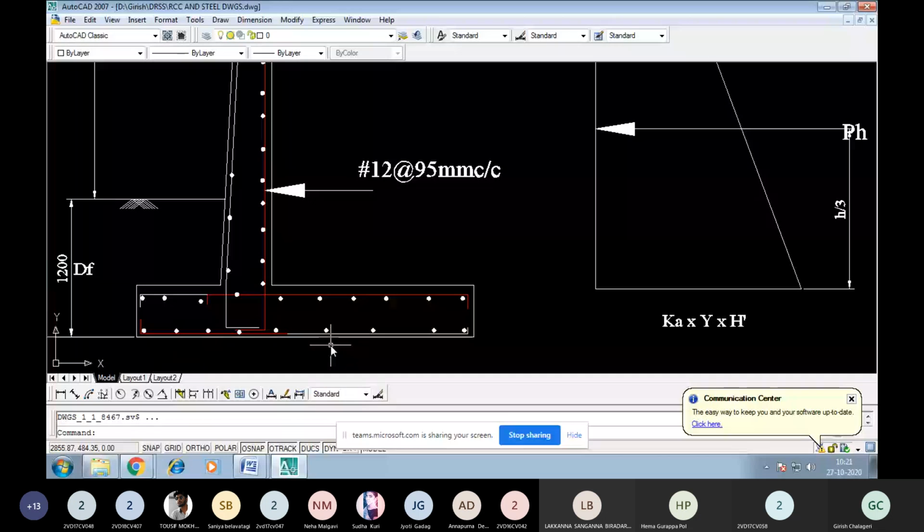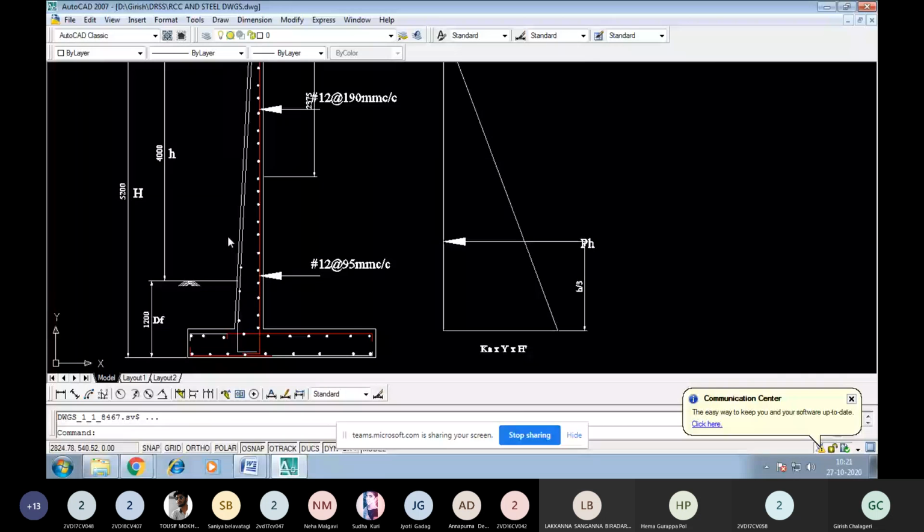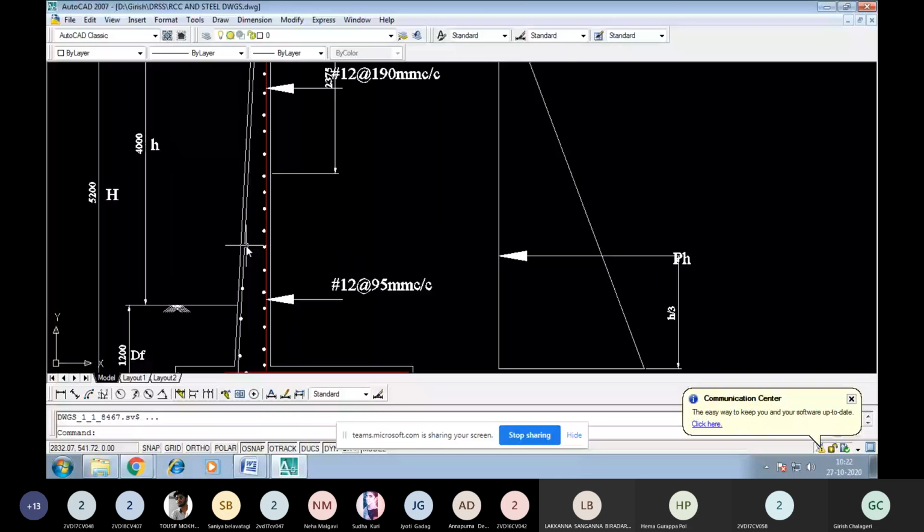At the rear side of the retaining wall, which is exposed to sunlight, the reinforcement shown in red and white color is the temperature reinforcement given on the face, so that the concrete does not shrink. All cracks over the concrete should be avoided. That is why temperature reinforcement, which is a minimum steel only, is provided on the other face of the retaining wall. So these were the components we designed.